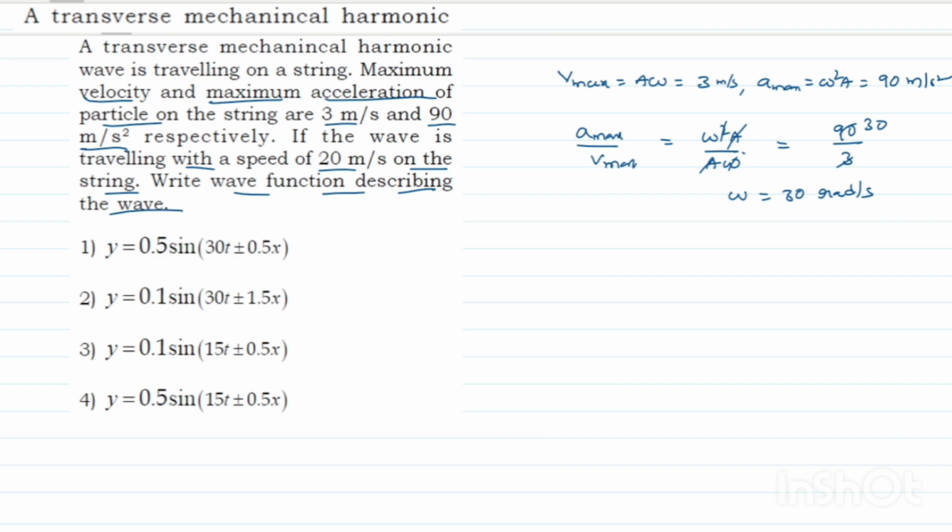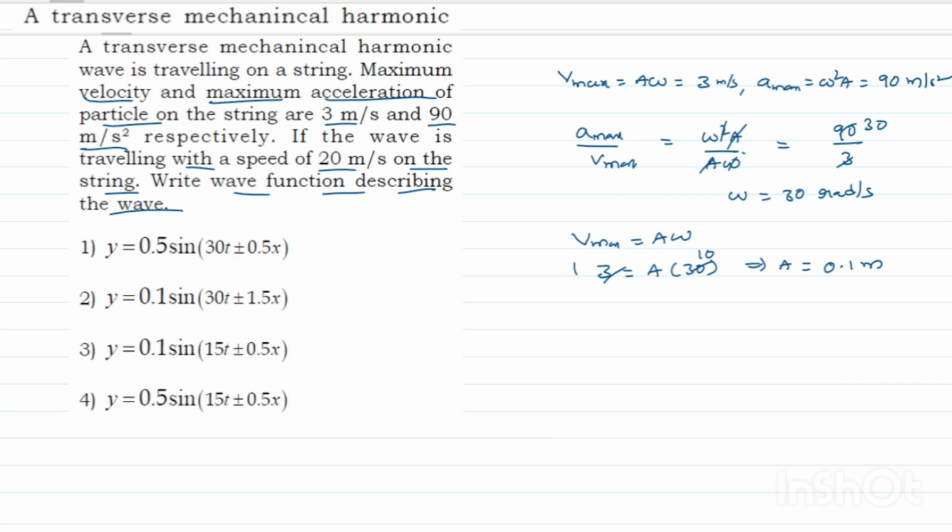Now I take V maximum equals A omega. V maximum is given as 3 meter per second, and the amplitude we need to calculate. The omega value is already 30. So the amplitude is 3 by 30, which is 1 by 10, which is 0.1 meter. So here you can write the wave function describing the wave.